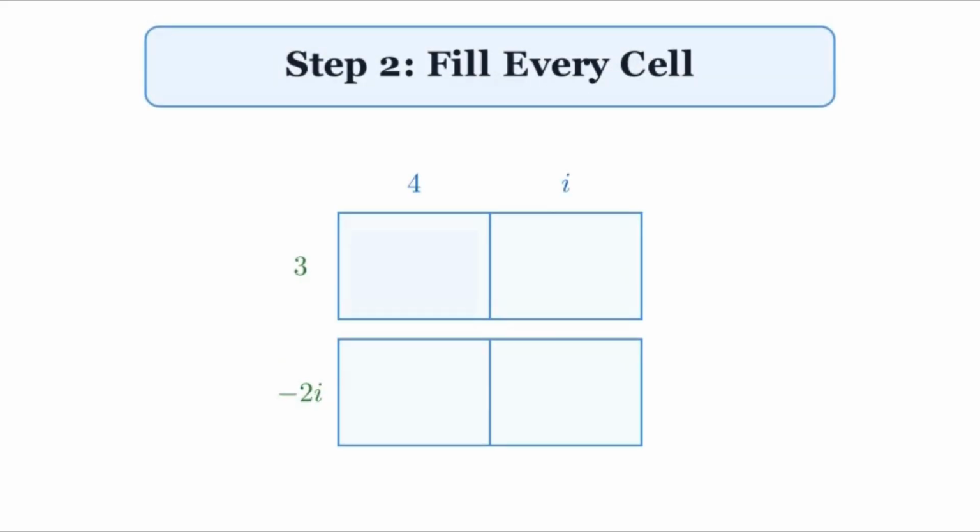Top left, 4 times 3. That gives us 12. Top right, i times 3. That gives us 3i. Bottom left, 4 times negative 2i. That gives us negative 8i. Bottom right, i times negative 2i. That gives us negative 2i squared. Now we have all four cells filled: 12, 3i, negative 8i, and negative 2i squared.